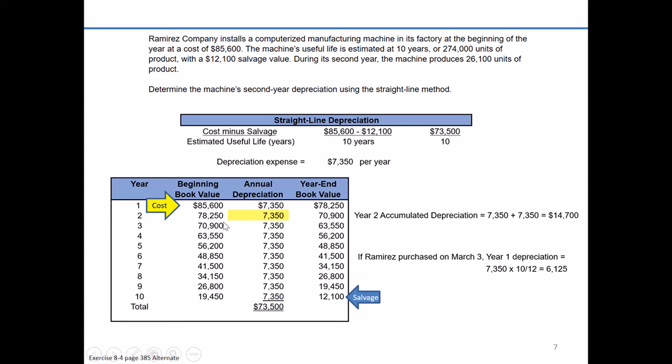Now, as we go through year 2, year 3, and on, it's still going to be the full 7,350, but being it wasn't in operation the full year at the beginning of the year, we would have to make an adjustment.